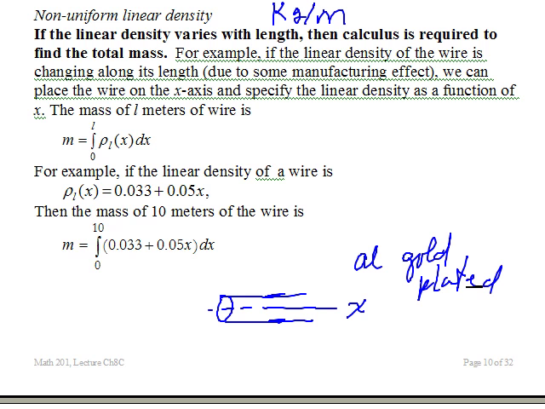Okay, so that as you move in X, this density changes. That's why we have a linear density. Its units are still kilogram per meter, but it changes as you move along the length of the wire. What is the total mass? How would you find it?